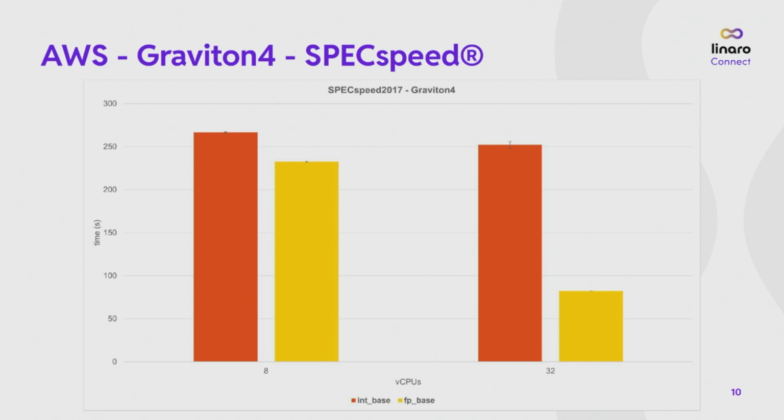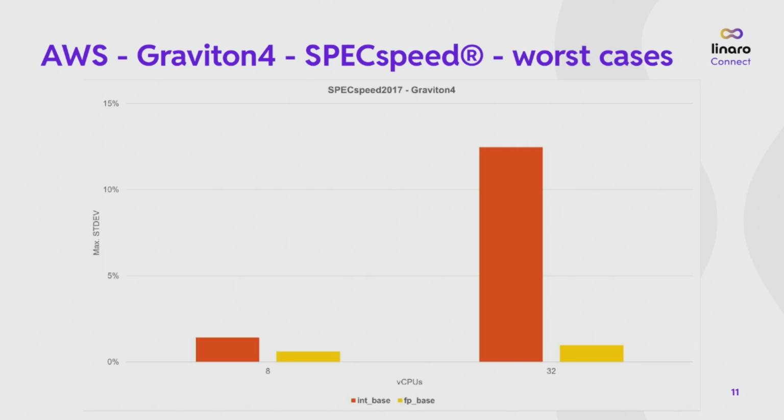And another thing that we can notice here in this chart is that the floating point tests benefit more from having multiple threads available. For the worst cases, they were somewhat similar, usually not very high, but for the instance with 32 vCPUs, for the integer benchmarks, it was over 10%.